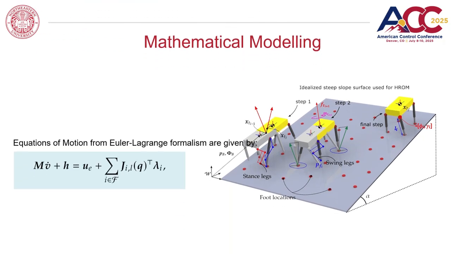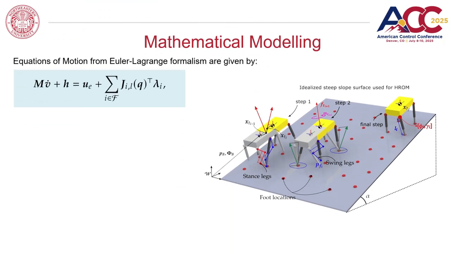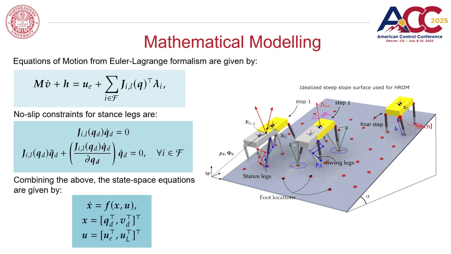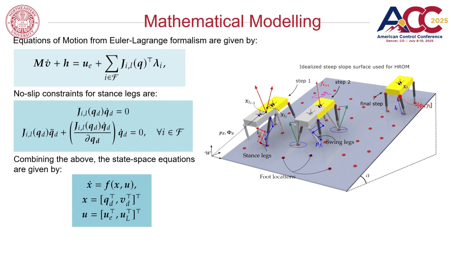Assuming a massless leg, rigid body, fixed slope, and fixed foot locations, we obtain the equations of motion from Euler-Lagrange formulations. Using no-slip constraints for the stance legs at the fixed foot locations, we can finally get the total state space equations given the following state vector and the control inputs.